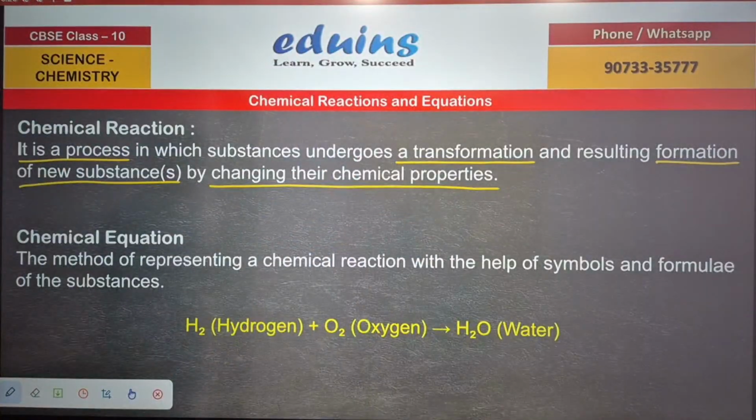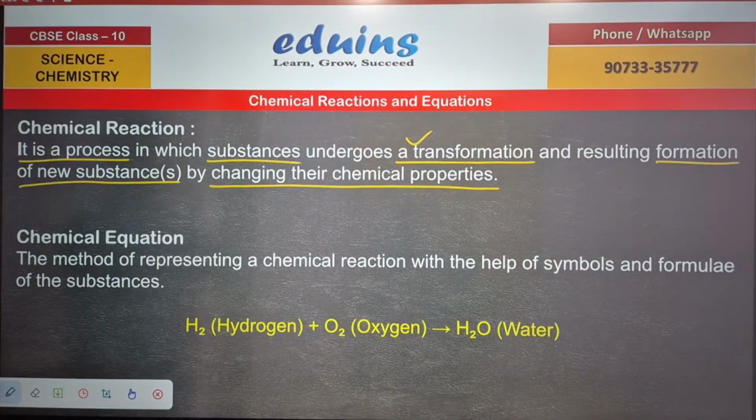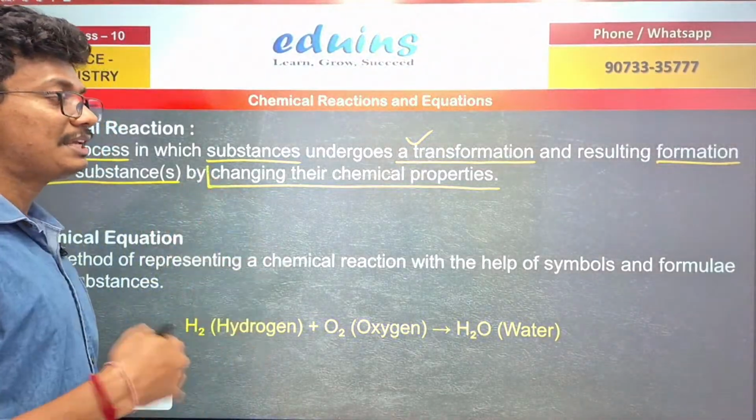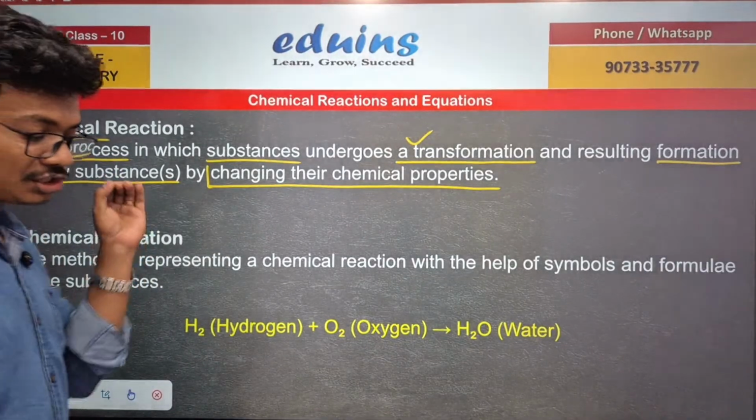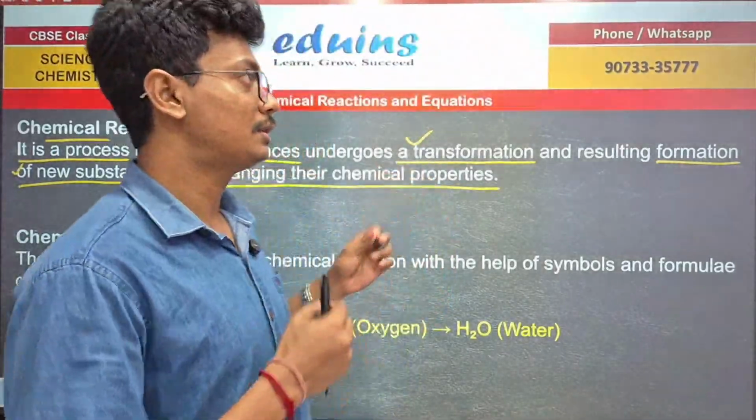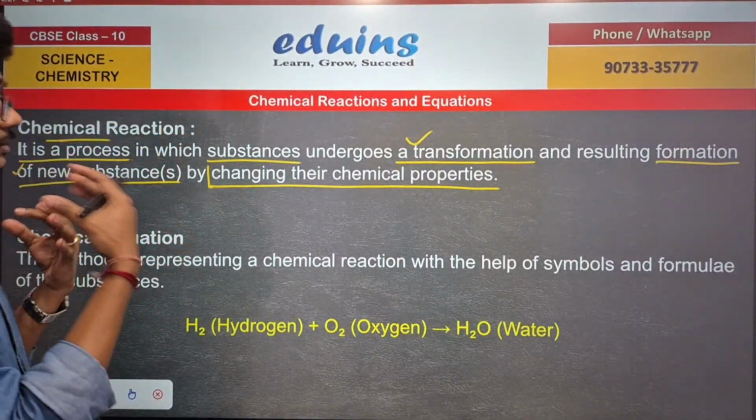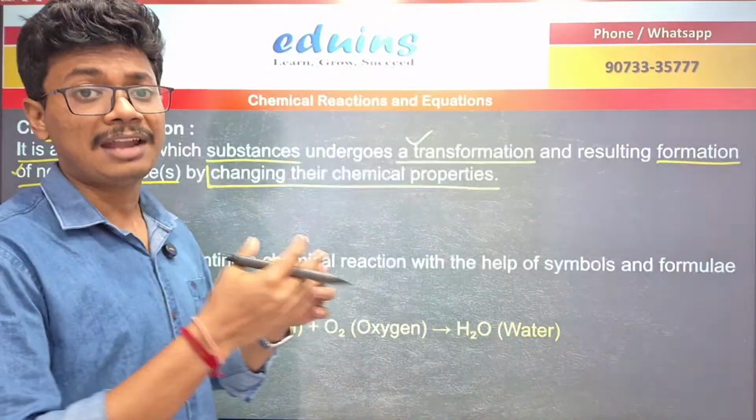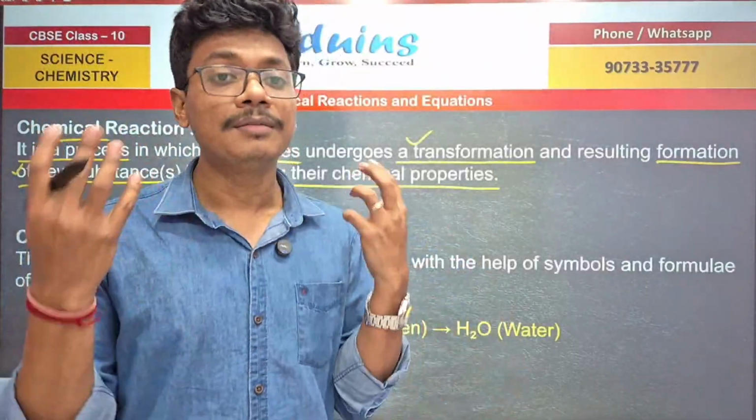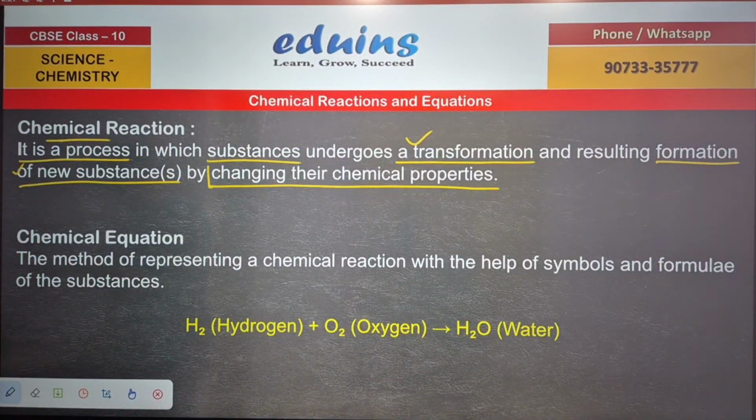Clear? So the key points, that is the substances undergo the transformation and result in the formation of new substance or substances which change their chemical properties. This is known as the chemical reaction. So basically in the chemical reaction, what are the reactants and what are the products, will come to next. The substances change their chemical properties and form a new substance or different new substances. This process is known as the chemical reaction.